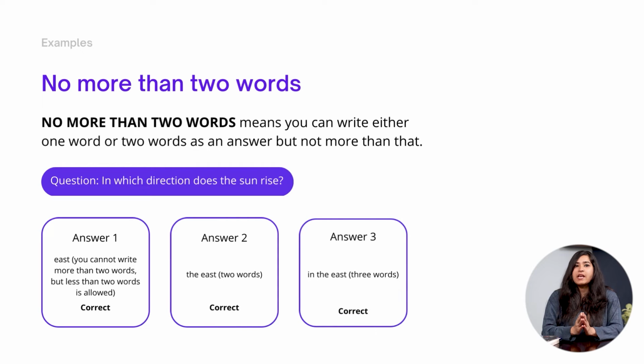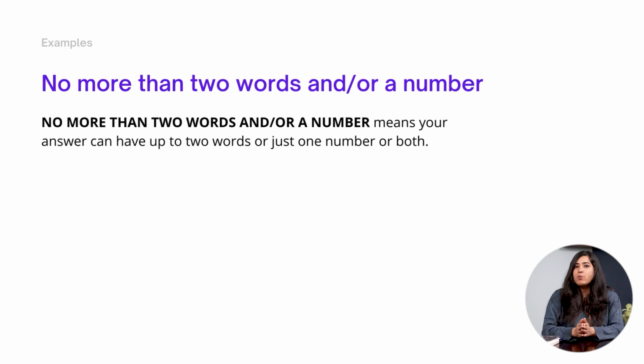What won't work is answer 3, where it says in the east. As you can see, this is 3 words, so it's incorrect. And the last example we're going to look at is no more than 2 words and/or a number, where your answer can have up to 2 words or just one number or both.